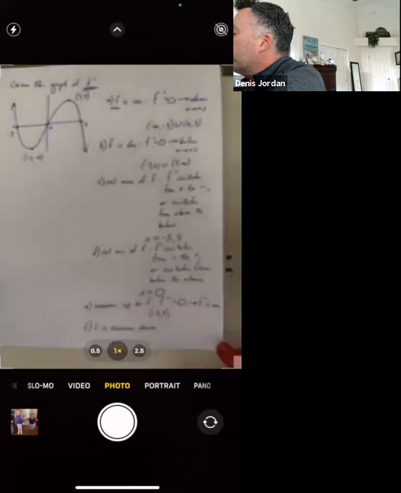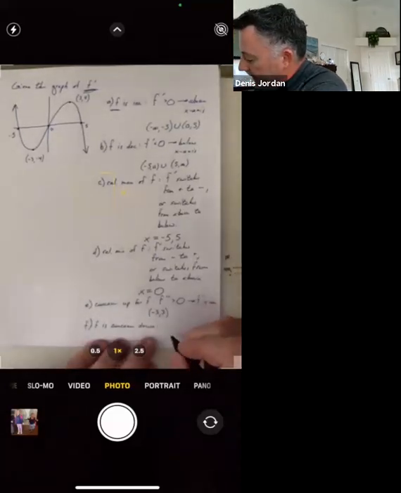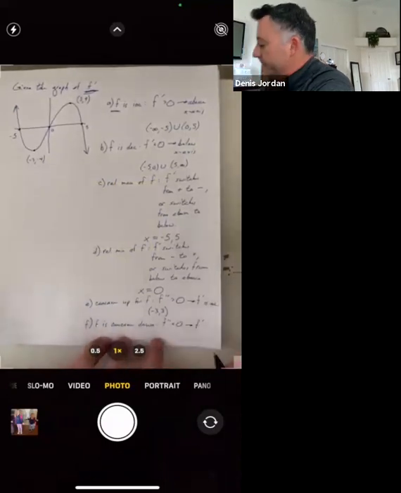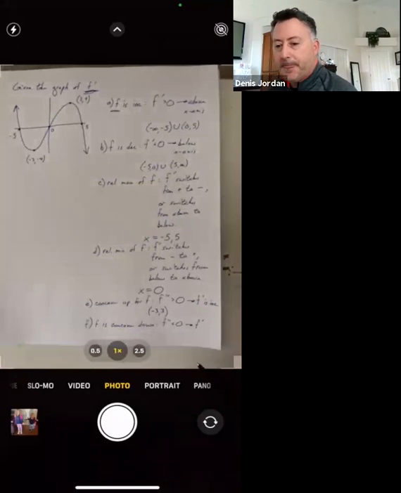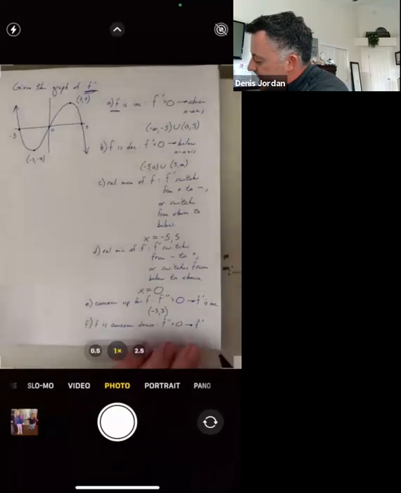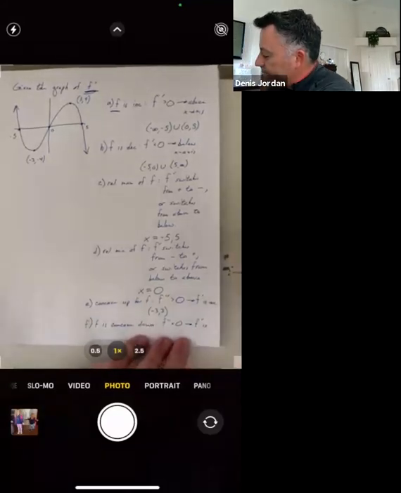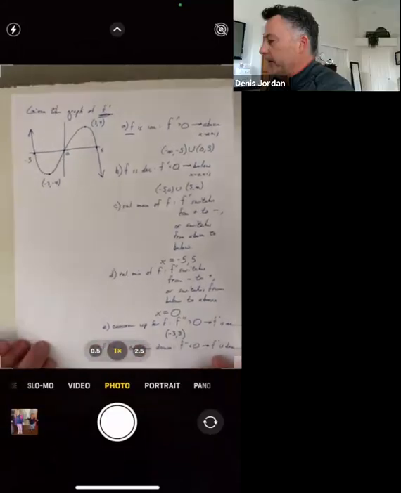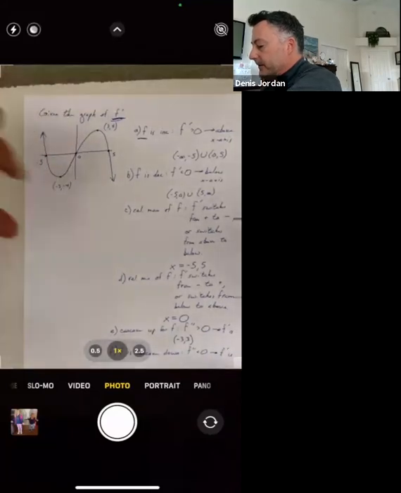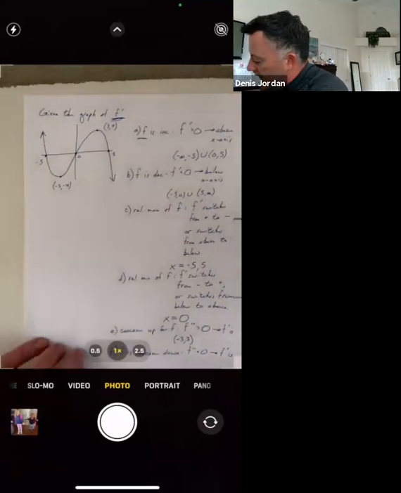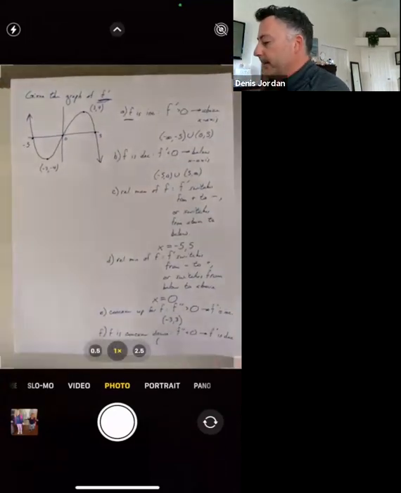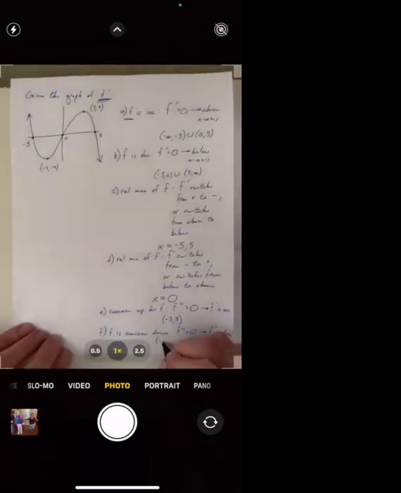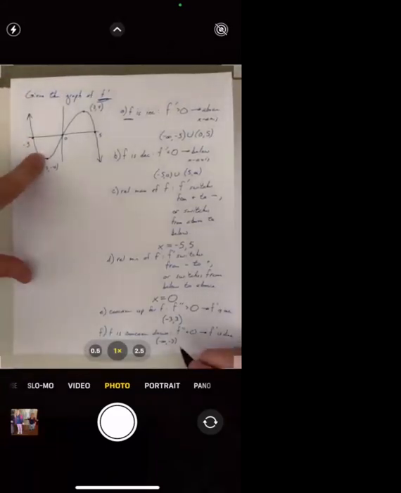Okay, then the flip of that. F is concave down, so now your second derivative has to be negative, which means the first derivative is doing what? Decreasing. So now you're going to go back to your derivative graph and go, all right, where is this curve going down if you read it from left to right? So where's that happening? I would say from negative infinity to -3, and then also from 3 on to infinity.